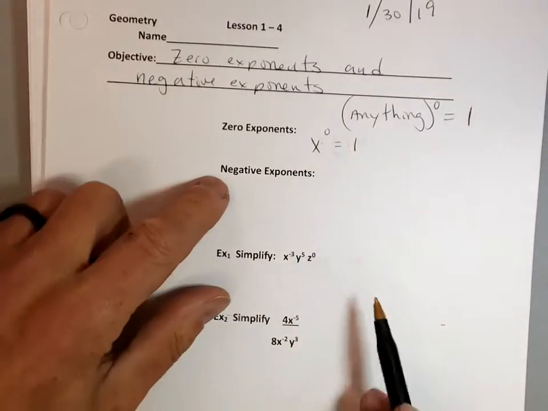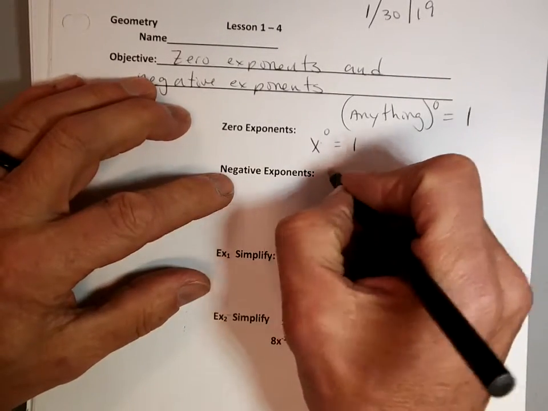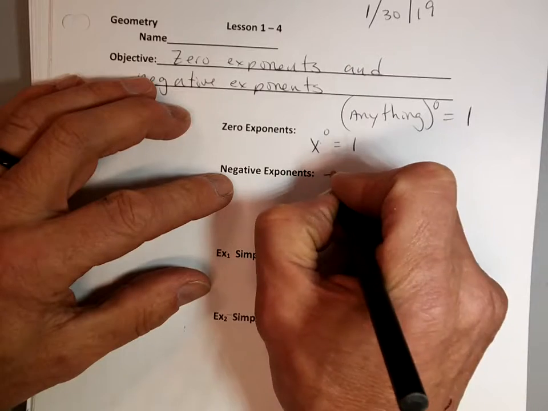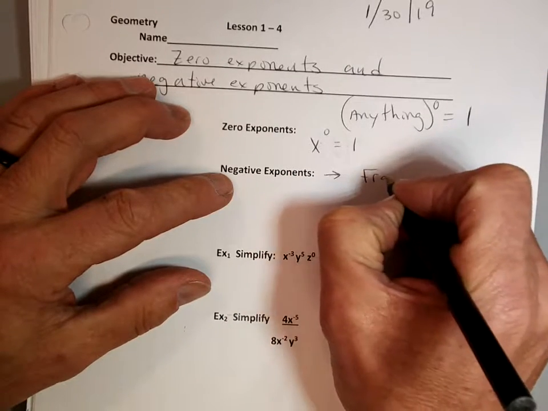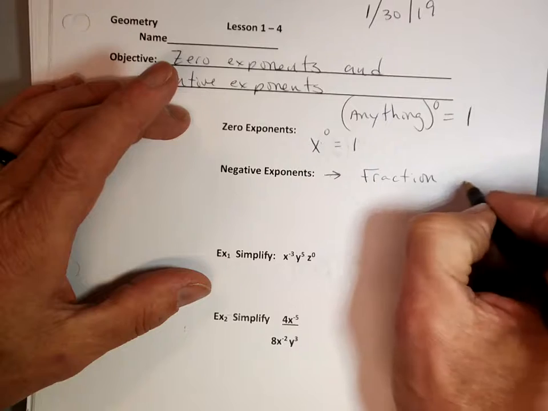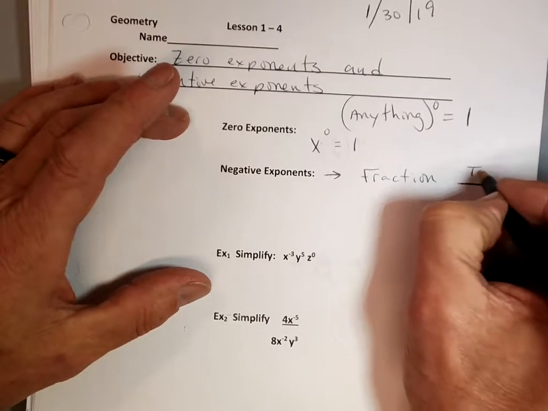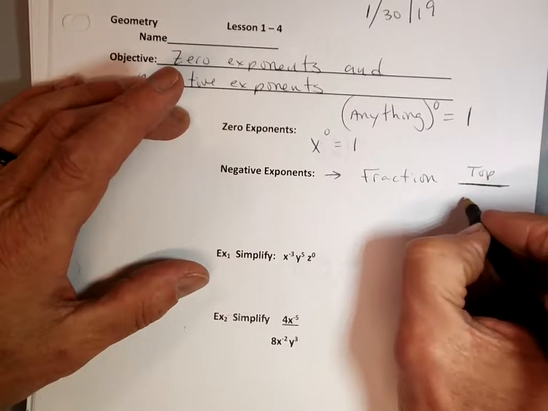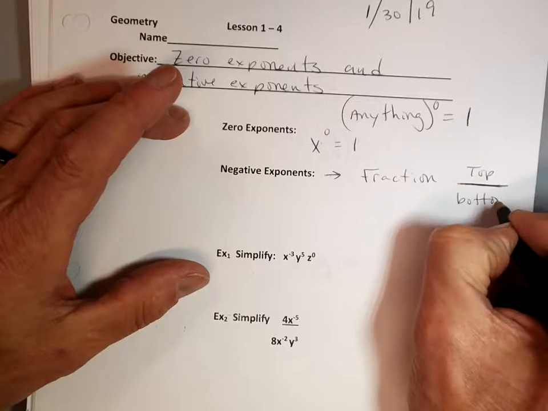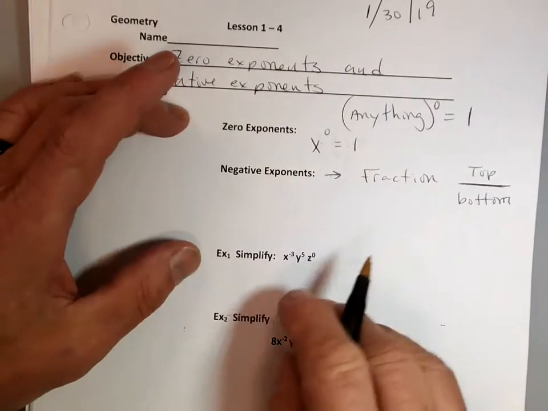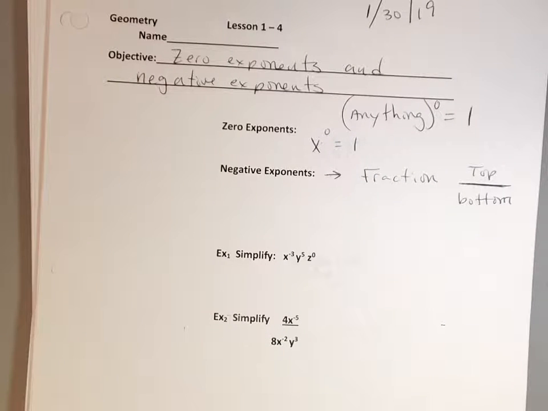Now, negative exponents. Negative exponents need to be moved, okay? So when you see negative exponents, I want you to first think about a fraction. In a fraction, you've got a top part called the numerator, and the bottom part called the denominator, okay? If you have a negative exponent, it's on the wrong side. So it needs to be moved to make it positive. If it's negative on the bottom, you move it up to make it positive. If it's negative on the top, you move it down to make it positive.